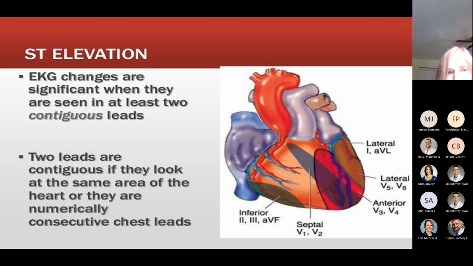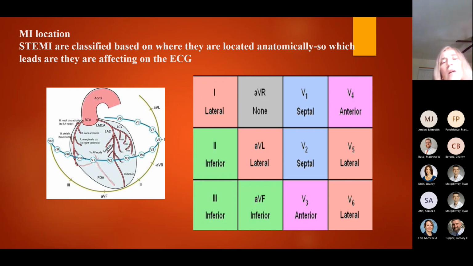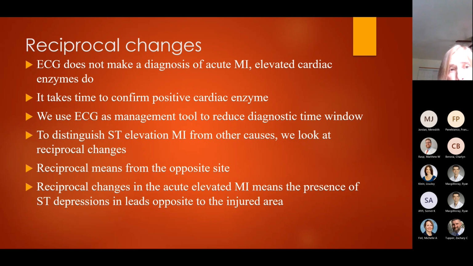So EKG changes are significant when they're seen in at least two, not one, at least two contiguous leads. And two leads are contiguous if they're looking at the same area of the heart, like inferior, septal, lateral, anterior, posterior. So MI location. STEMI are classified based on where they're located anatomically. So which leads are they affecting on the EKG? And basically, I usually don't memorize this because I have this picture in my head, so I can remember where everything is. So let's talk about reciprocal changes.